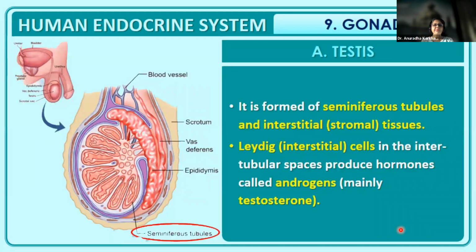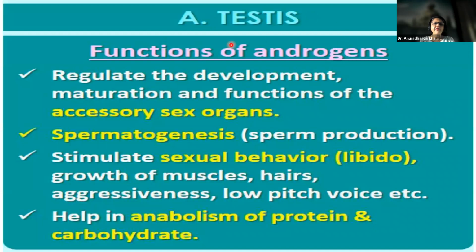Testes, it is formed by seminiferous tubules and interstitial tissues. Leydig cells in the intertubular spaces produces hormones called as androgens, mainly testosterone. Okay. Yeah, I have already explained what is diabetes insipidus and what is diabetes mellitus. Totally different, right? Yeah. So seminiferous tubules के अंदर कैसे spermatozoa का formation होता है and everything हमने detailing किया है. So this becomes simple. Functions of the androgens: regulates the development, maturation and functions of the accessory sex organs.